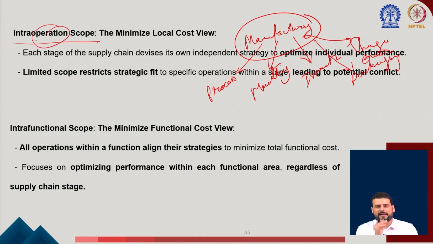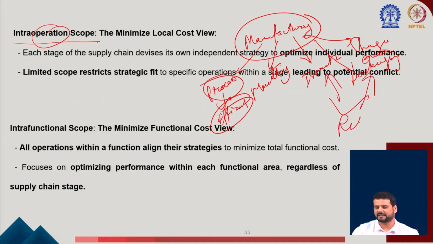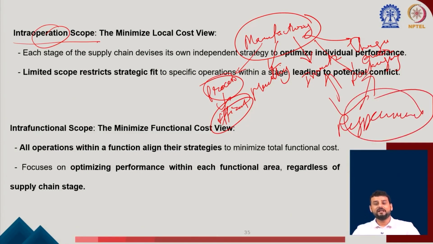Intra-operation means I am only concerned about the process. For the process, I am saying I am very efficient, I want to reduce the cost of doing this. But on the other hand, for packaging and inventory, maybe I am targeting responsiveness, maybe another parameter, right? So that means a local view. In one operation I am targeting efficiency, and another operation is not at all aligned with that. Second, it is a limited scope. This is the problem. If you have that limited scope, you are not even aligning a single department.